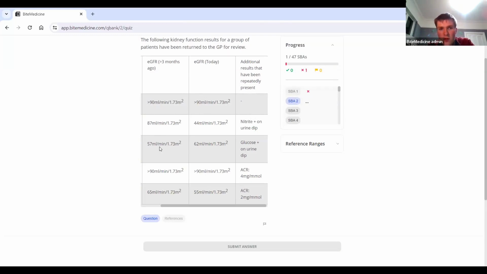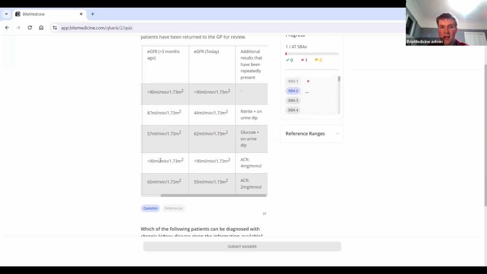Next one. So we've got someone that's teetering around this 60 mark, less than 57 3 months ago, but it's just gone up above 60 here. And they have glucose on their urine dip. However, glycosuria is not by definition an example of structural kidney disease. So I don't particularly like that one as CKD.